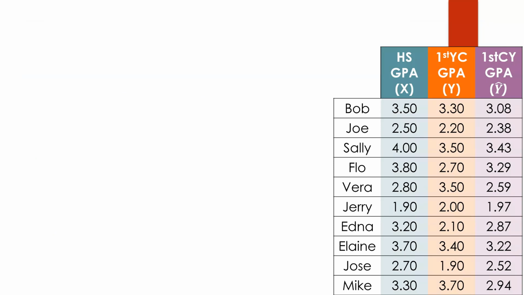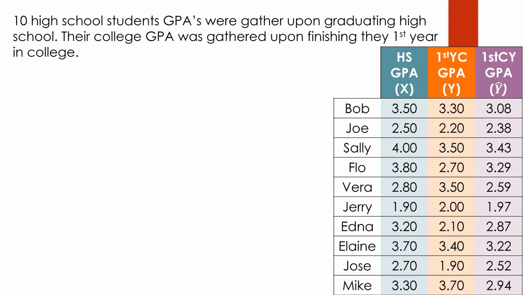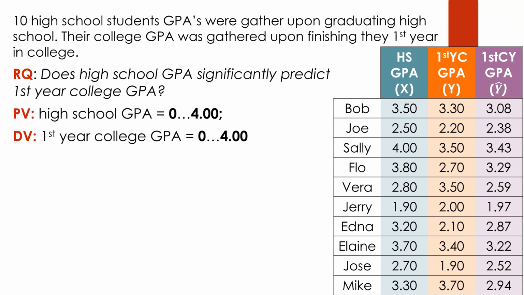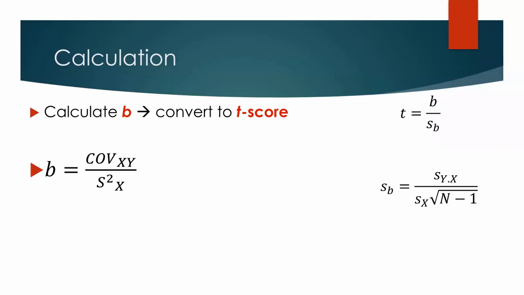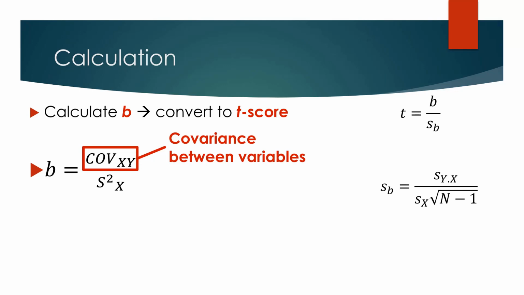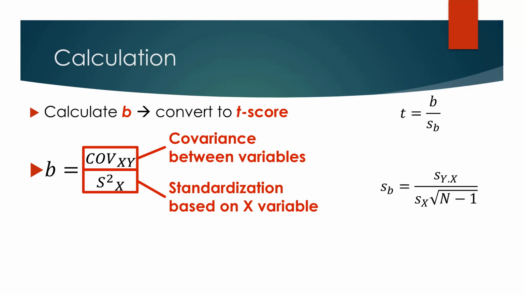So let's use the example that we used last time. We have these 10 high school students, and we gather their high school GPAs at the end of high school, and we gather their college GPAs after their first year in college. And we have our research question, our hypotheses, and our variables. And then we have our slope. Slope is what you use to do hypothesis testing in a linear regression. Now, the slope that we get, we can't use the slope directly. What we have to do is convert the slope to a t-score in order to test it for statistical significance. The slope is the covariance on top, standardization based on only x on the bottom, okay?